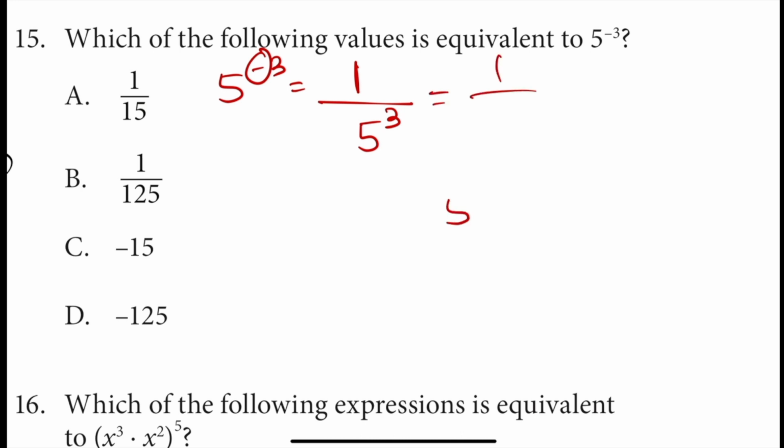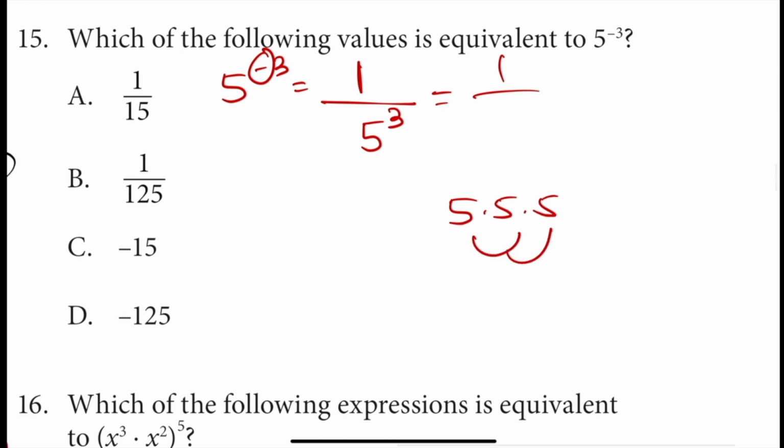5 to the third is 5 times 5 times 5. 25 times 5 gives you 125. So my answer is B.